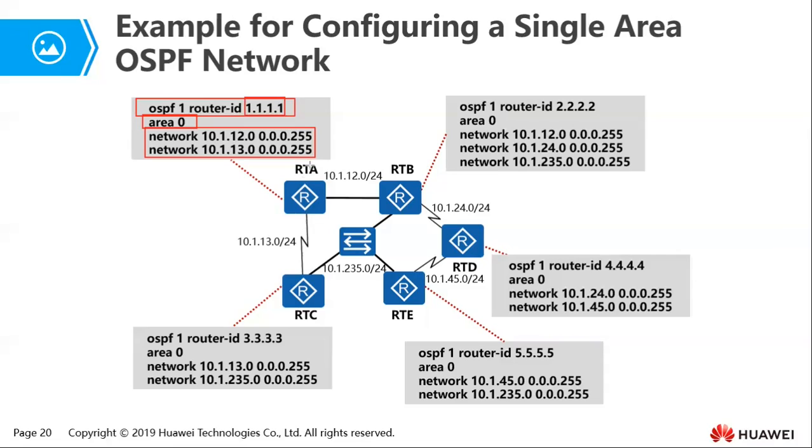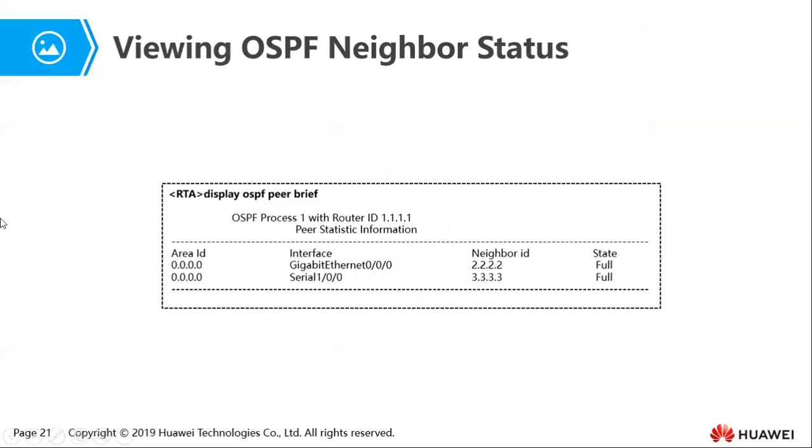So for example, RTA is aware of this network here and this network. RTB is aware of this network here, 12.0, 24.0, 235.0. So you advertise each one of them like that. It's similar, so you have to do so in all the other routers. So that is how we configure OSPF. It's quite easy for a single area.